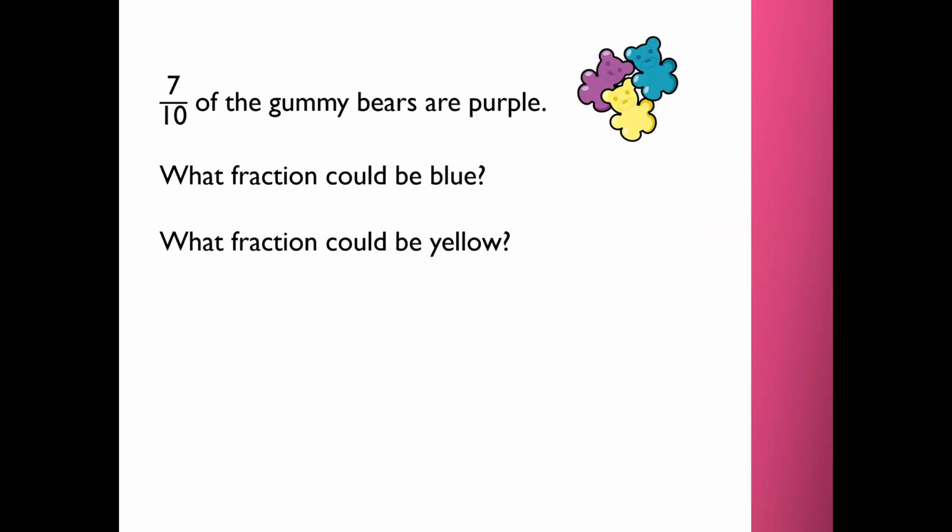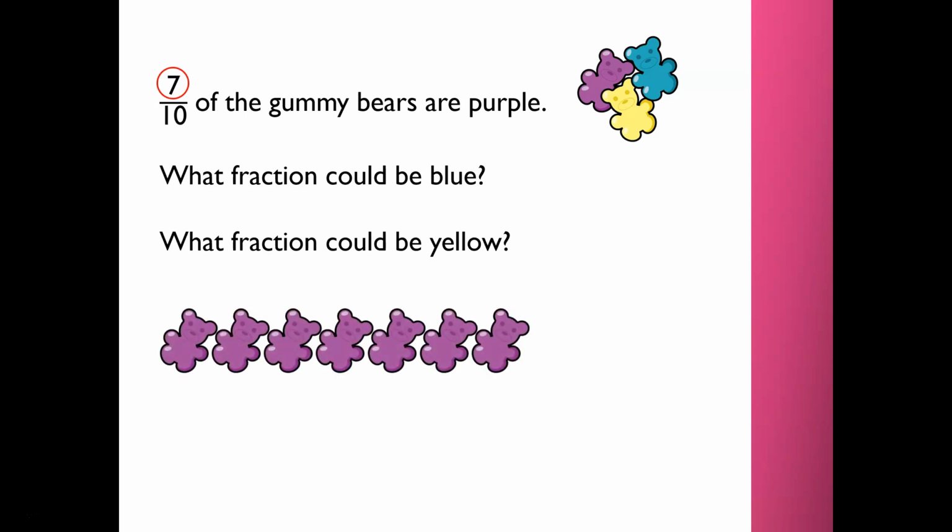Let's examine this word problem. We are told that 7/10 of the gummy bears are purple. What fraction could be blue and what fraction could be yellow? Pause the video and have a think. Let's have a look at this investigation together. We know that the denominator is 10, so there are 10 gummy bears altogether. So we know 7 of the 10 bears are purple. Let's just show the 7 purple gummy bears. We need to find the possibilities of the other 3 gummy bears, because the denominator is 10. Altogether, there are 10 gummy bears.